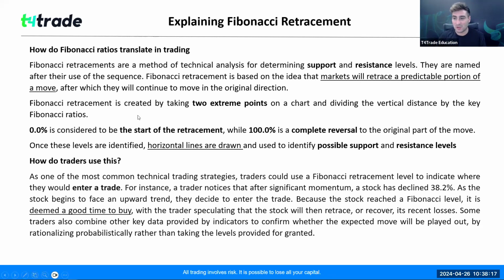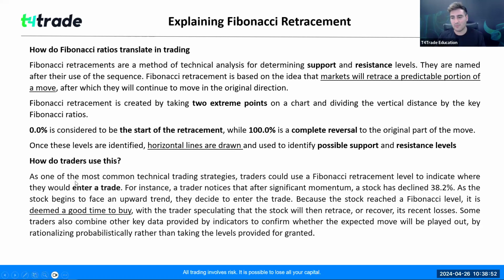The Fibonacci retracement is created by taking two extreme points on a chart and dividing the vertical distance by the key Fibonacci ratios. 0% is considered to be the start. 100% is considered to be the complete reversal of the original move. Once these levels are identified, horizontal lines are drawn and used to identify possible support and resistance levels. How do traders use this?